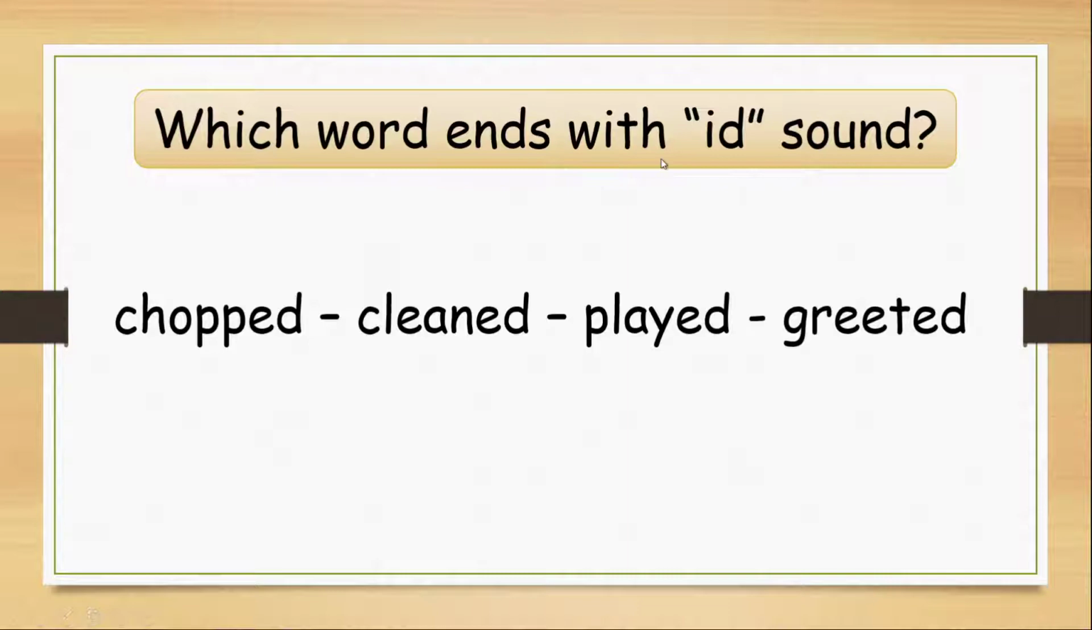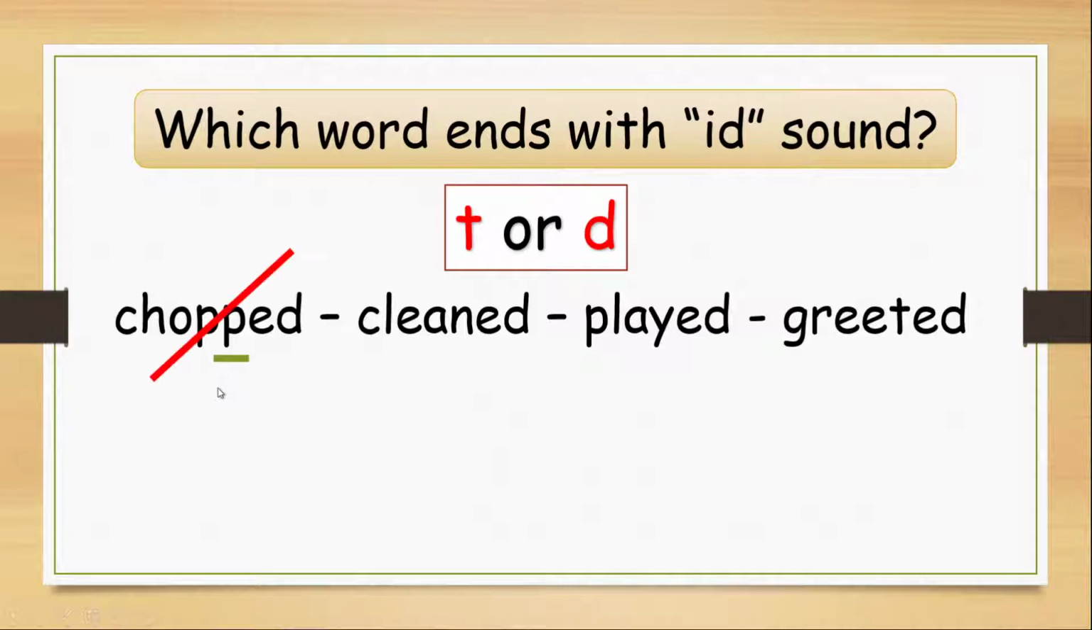Which word ends with ed sound? First, before the ed, we should have either T or D. Let's see. Chopped. Before the ed, we have P. It's not among these two letters, so no, this is a wrong word. Let's see here. Cleaned. Before the ed, we have N. It's not among those two letters. So, this is the wrong word.